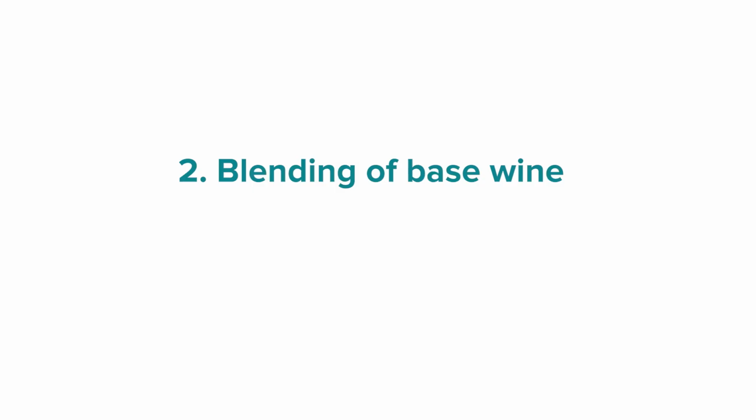Another option we can consider is the blending of the base wine. And this is going to be a very important stage of the process, and there are in fact several things that we can blend together in order to make the base wine. This could include different grape varieties. There are many grape varieties that are used to make sparkling wines.